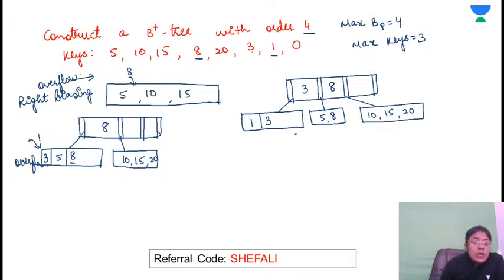Now, next, what will happen? I want to insert 0. So 0 will be inserted here. No problem. If you observe here, all the elements which were given to you, 5, 10, 15, 8, 23, 1, 0, all the elements are available at the leaf level. So this is how we have to insert the elements in the B plus tree.